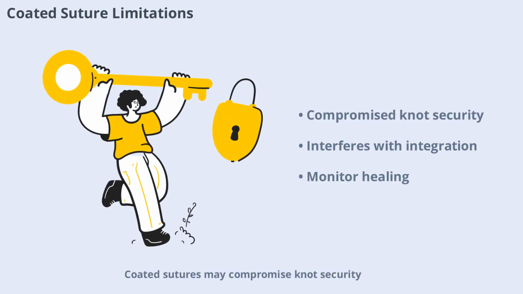Coated sutures may compromise knot security, requiring specialized techniques to ensure reliable closure. The lubricating layer can sometimes interfere with tissue integration, affecting healing. Surgeons must use proper knots and monitor wound healing to minimize complications.